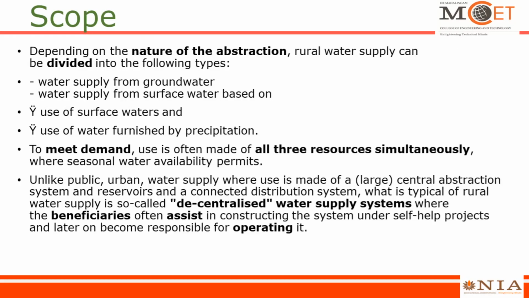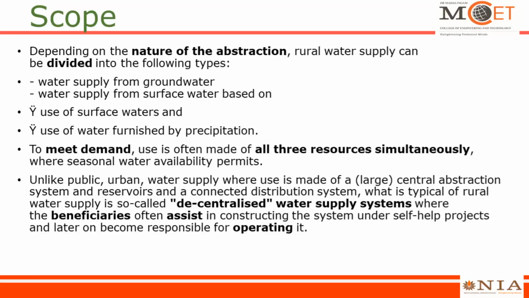Depending on the nature of abstraction, rural water supply can be divided into the following types: water from groundwater, water supply from surface water based on the use of surface water, and use of water furnished by precipitation. So to meet the demand, use is often made of all three sources simultaneously, that is groundwater, surface water, and water from precipitation.